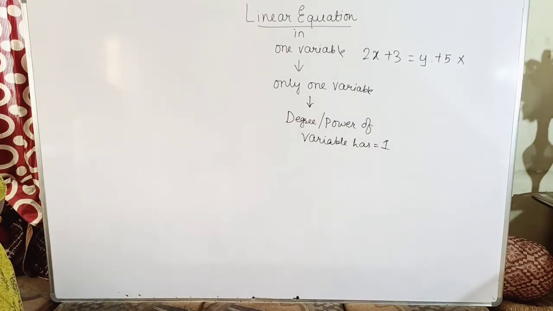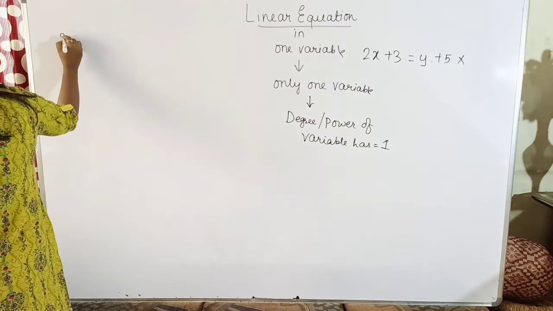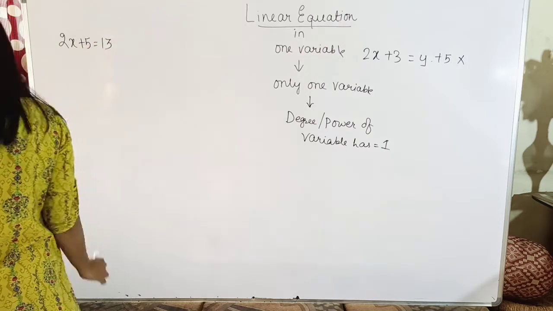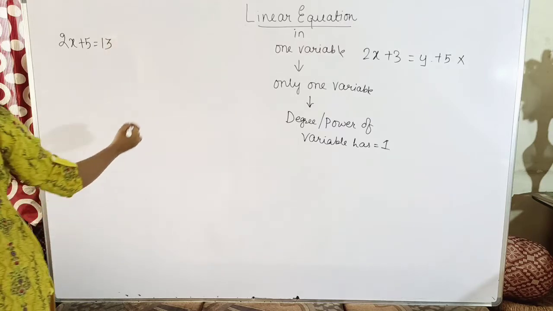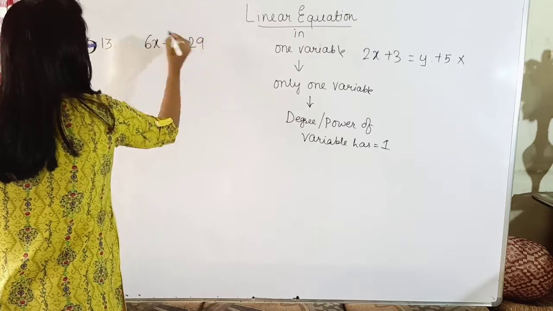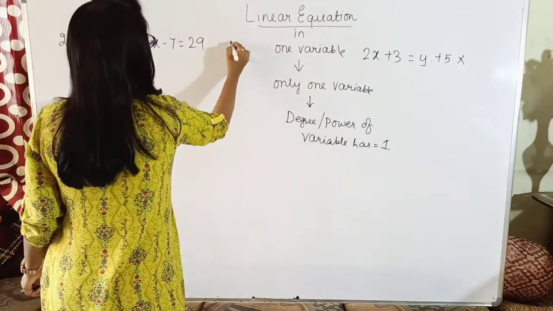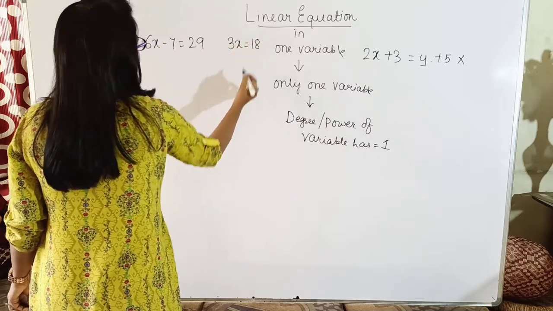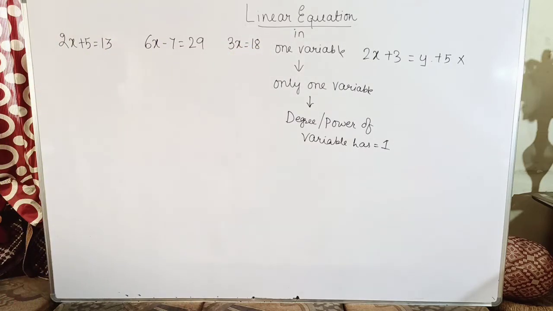Okay, first of all, let us see a few examples, then we can go about it. 2x + 5 = 13. Second example, 6x - 7 = 29. And third example, 3x = 18. Okay, so three examples I have written.